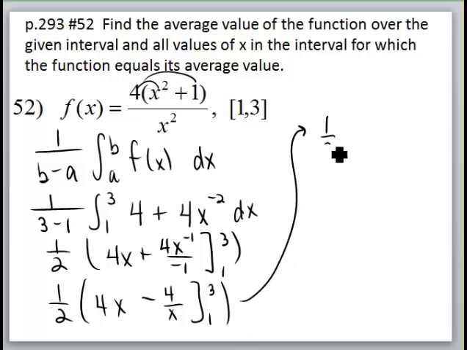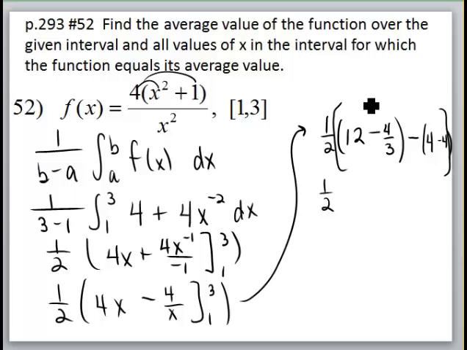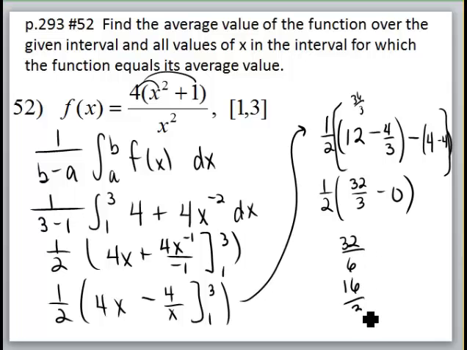So I'll bring that up here and I'll have 1/2. Plug in my 3, I have 12 minus 4/3. Remember, I'm multiplying the whole thing times 1/2 at the end. So minus, plug in your 1, 4 minus 4 again. So this ends up giving me 36 over 3. 36 minus 4 is 32 over 3 minus 0. So I end up getting 32 over 6, which will reduce to be 16 over 3. So what it's saying is that my average height is 16/3.